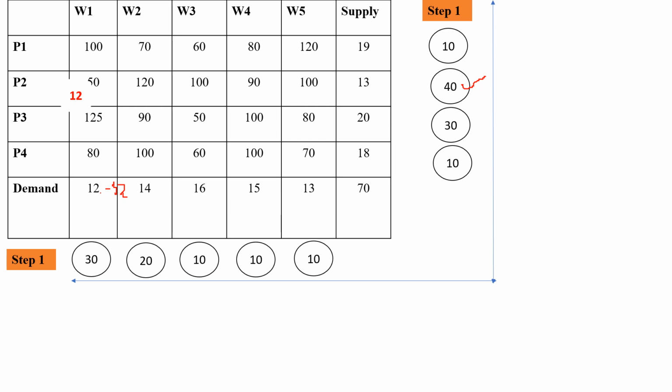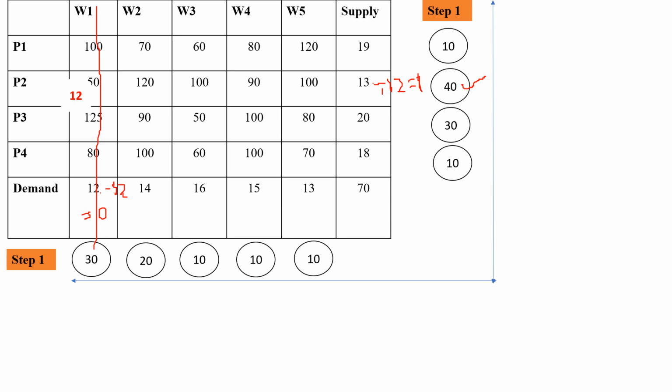12 minus 12 equal to 0. And here also, 13 minus 12. We just subtract it. 13 minus 12 equal to 1. Once it is done, you can say that I have to delete the particular cell because all the demand has been fulfilled. Then go for the second procedure in the same manner, that is step 2.